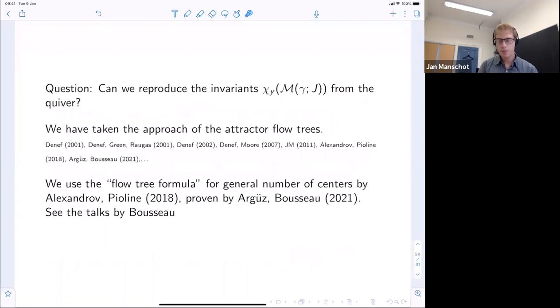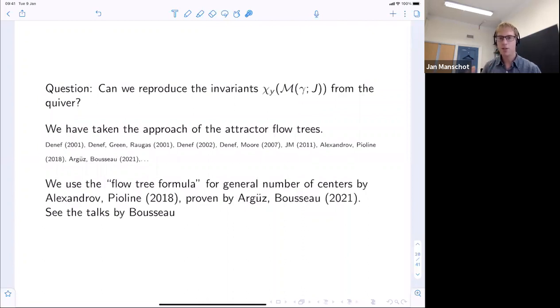Okay, so the natural question given this discussion that we asked ourselves is: can we reproduce the invariants, the chi-y genera or the Poincare polynomials, which were discussed earlier, say using Yoshioka's approach? Can we derive them using the quiver approach for P2? To address this question, we have taken the approach of attractor flow trees based on the attractor mechanism, in particular the flow tree formula put forward by Alexandrov and Pioline, which was proven by Argüz and Bousseau. There were very nice talks by Bousseau also on the flow tree formula, and I don't have time, so I won't go into as much detail.